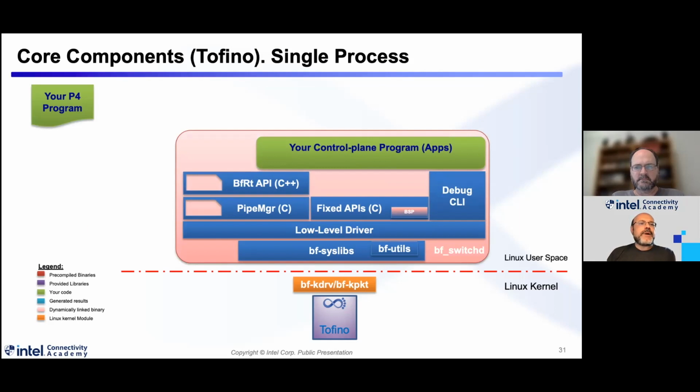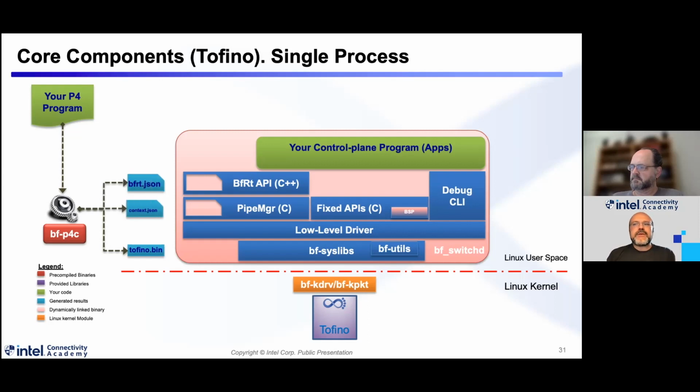We compile it using a Tofino compiler, which is called P4C. And this compiler outputs several important files. One of them is the binary code that has to be loaded on the ASIC. And the other one describes all the P4 objects defined in the program. That's the file bfrt.json. And the third file, context.json, is precisely the file that describes the mapping from one to another.